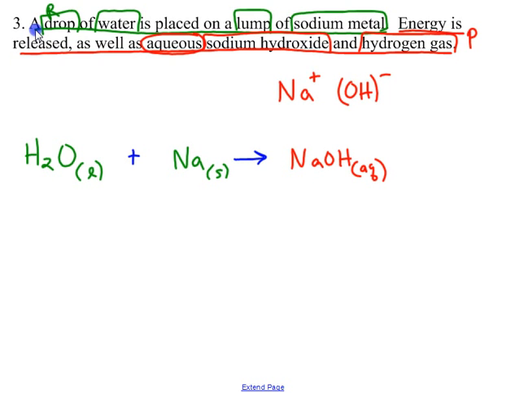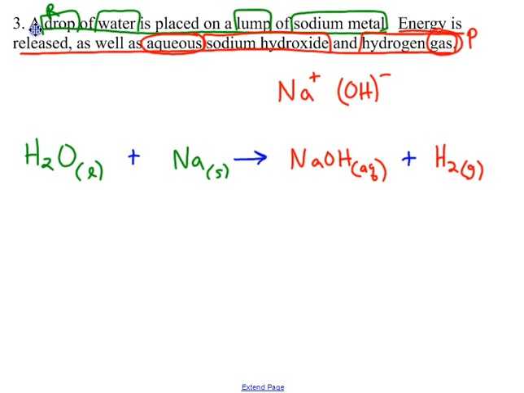Hydrogen gas is our second product. Hydrogen gas, this is one of the 7 diatomic elements, which means you're not going to write this just as H. This is going to be H2. It says it's a gas, so we're going to put the little g there. We'll separate those two products with a plus sign.